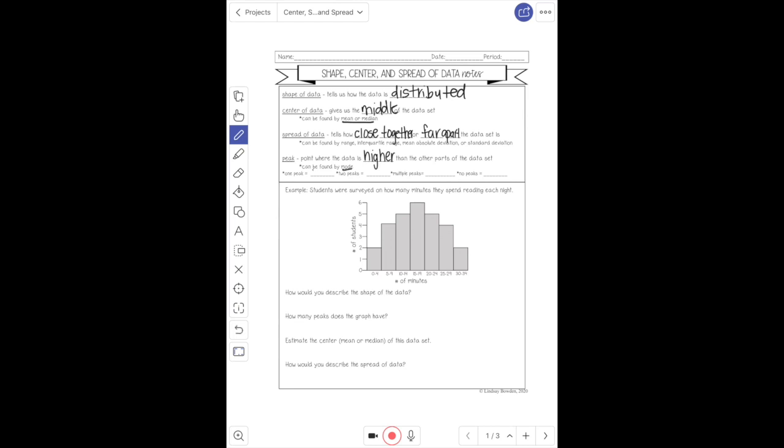Now if we have one peak, we call it unimodal. If we have two peaks, we call it bimodal. If we have multiple peaks, we have multimodal. And if there are no peaks at all, where everything's the same, then it would be called uniform.